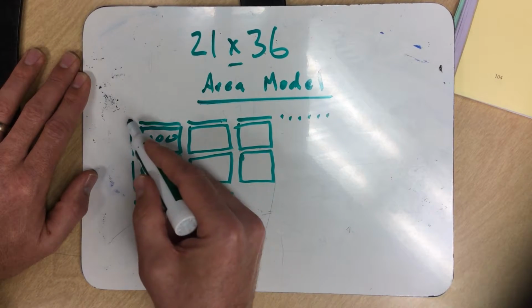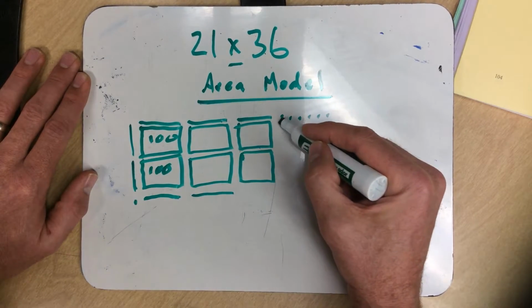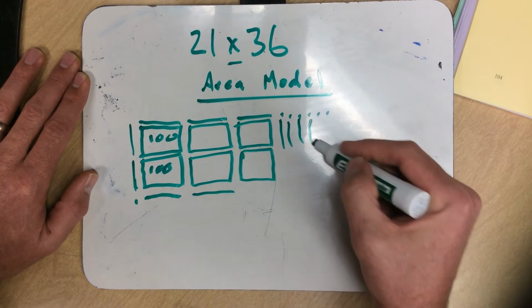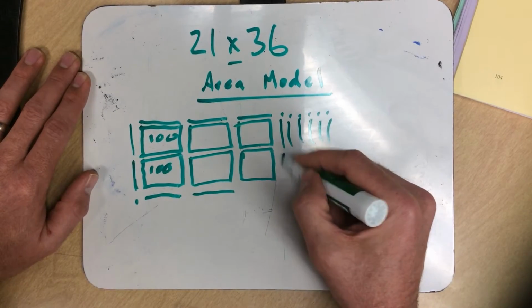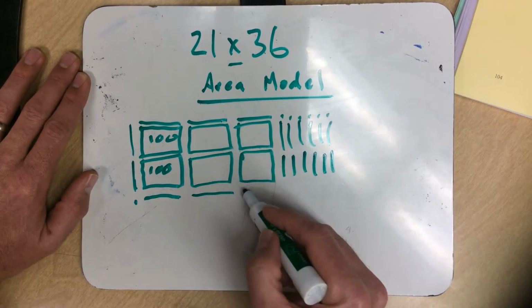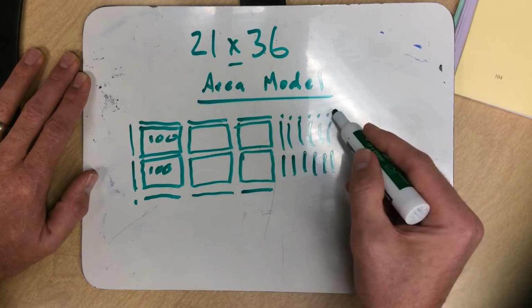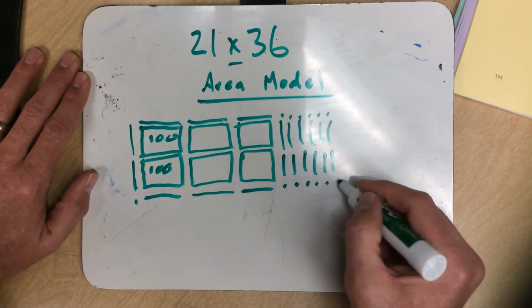So this one would be a 10 times 6. So you're going to get 60, or 6 groups of 10. And then another 6 times 10 is another 60. And then this corner, oh, I forgot the 10 right here. And then this corner is going to be 6 times 1, which is going to get you 6.